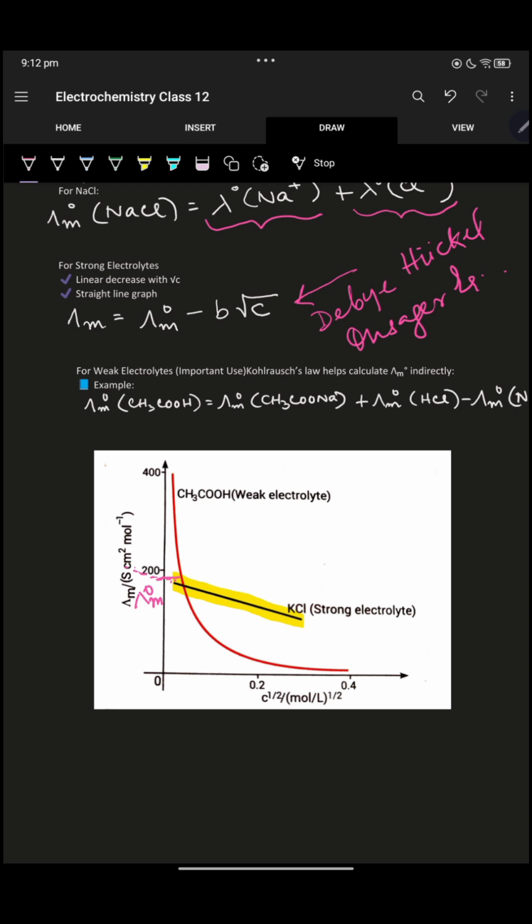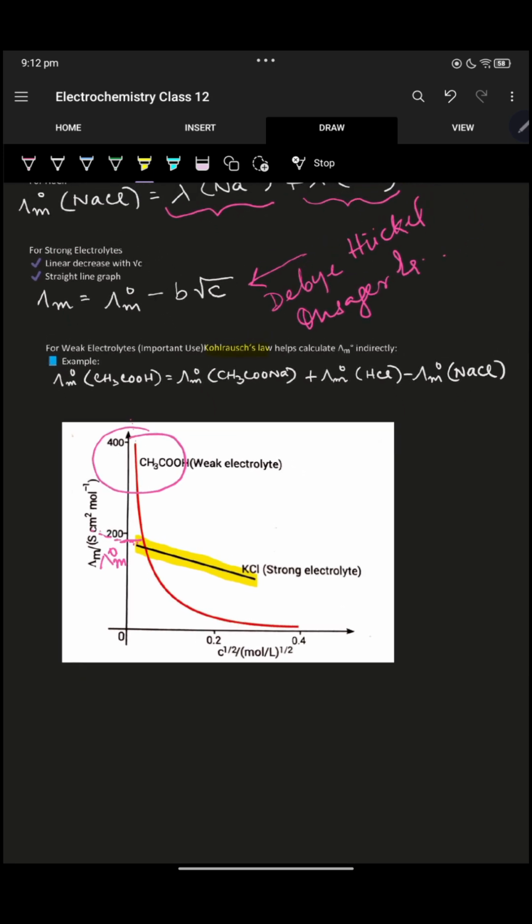But for a weak electrolyte, see this region, near the concentration tending to 0, the plot goes parallel to the y-axis and almost runs parallel throughout. It will never meet to give you the lambda m naught value graphically. So for those cases, we use Kohlrausch's law in order to calculate the lambda m naught using some strong electrolytes.